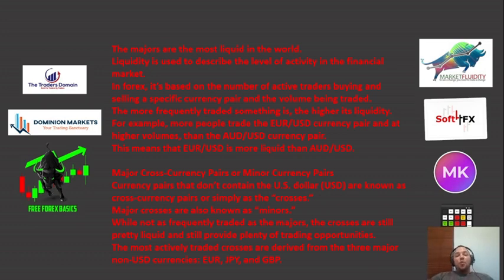Major currency pairs or minor currency pairs. Okay, currency pairs that don't contain the US dollar are known as cross-currency pairs, or simply put as crosses. Major crosses are also known as minors. While not as frequently traded as the majors, the crosses are still very liquid and still provide plenty of trading opportunities. The most actively traded crosses are derived from three major non-USD currencies: Euro, JPY, which is Japanese yen, and GBP, Great British Pound.